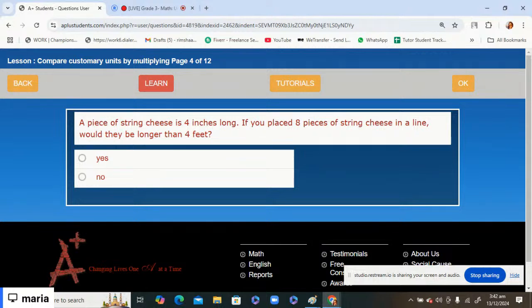A piece of string cheese is 4 inches long. If you placed 8 pieces of string cheese in a line, would they be longer than the 4 feet? Multiply both and then tell me the answer in the chat. I'm not telling you this one, guys. You just multiply and then tell me in the chat.